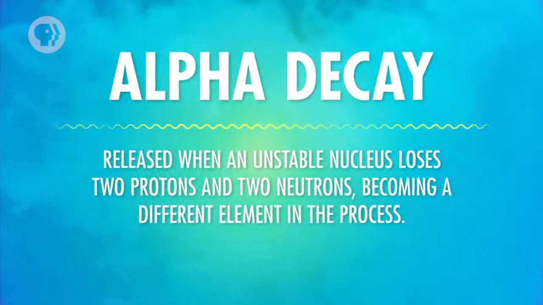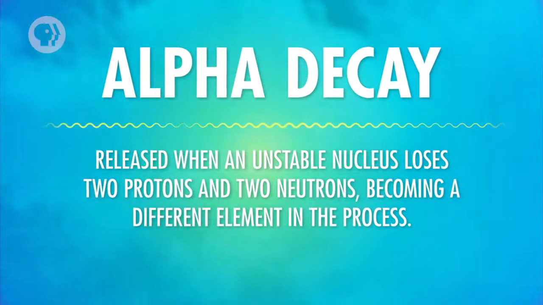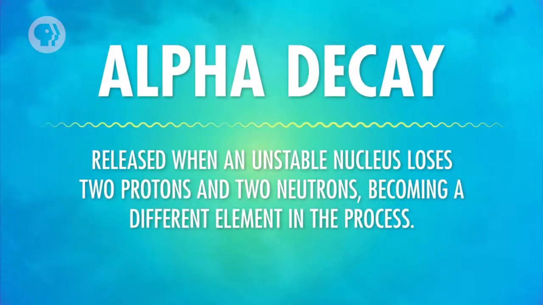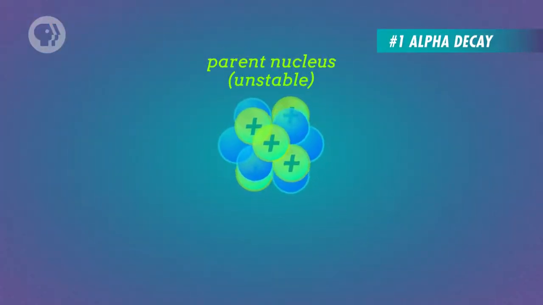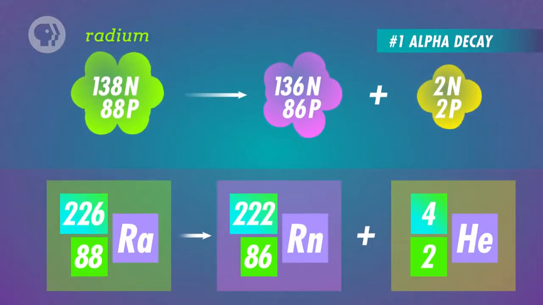First, there's alpha decay, which is released when an unstable nucleus loses 2 protons and 2 neutrons, becoming a different element in the process. In alpha decay, there's a parent nucleus, which is the original unstable nucleus, and it decays into a daughter nucleus and an alpha particle, which is actually just the nucleus of a helium atom. This decay occurs because the parent nucleus is too large, and the strong force is no longer sufficient to hold all the nucleons together. For example, if the parent nucleus is radium, it would decay into radon and emit a single alpha particle. The process of the nucleus changing from one element to another is known as transmutation.